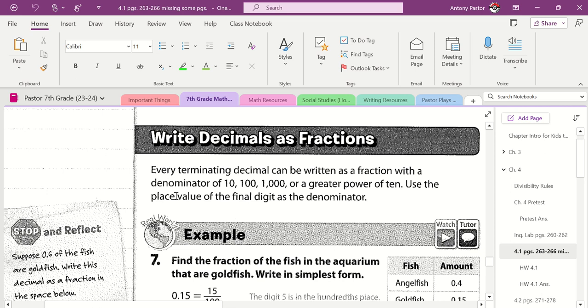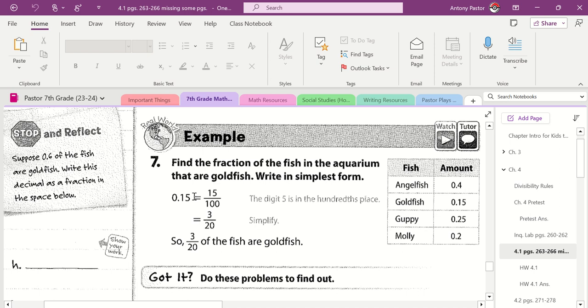Every terminating decimal can be written as a fraction with a denominator of 10, 100, and 1000 or greater power of 10. Use the place value to find the digit as the denominator. Now, this is very important to add to your notes. Every terminating decimal can be written as a fraction with a denominator of 10, 100, 1000, or a greater power of 10. If it's a repeating decimal, that cannot happen. Will not happen.